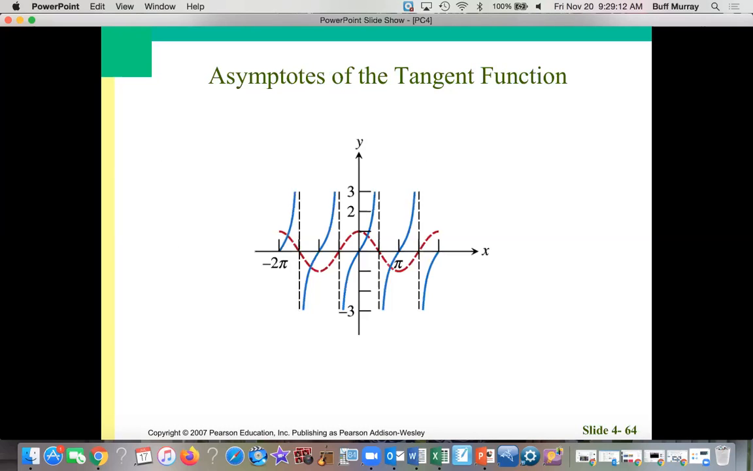Now, here's what the graph of tangent looks like. And here's why it looks the way it does, and here's why it's being presented this way. The graph that's in red there, kind of dotted lines, that looks like cosine, doesn't it? From yesterday? So the graph in red should be cosine. So I'm just going to write y equals cosine x. That's in red.